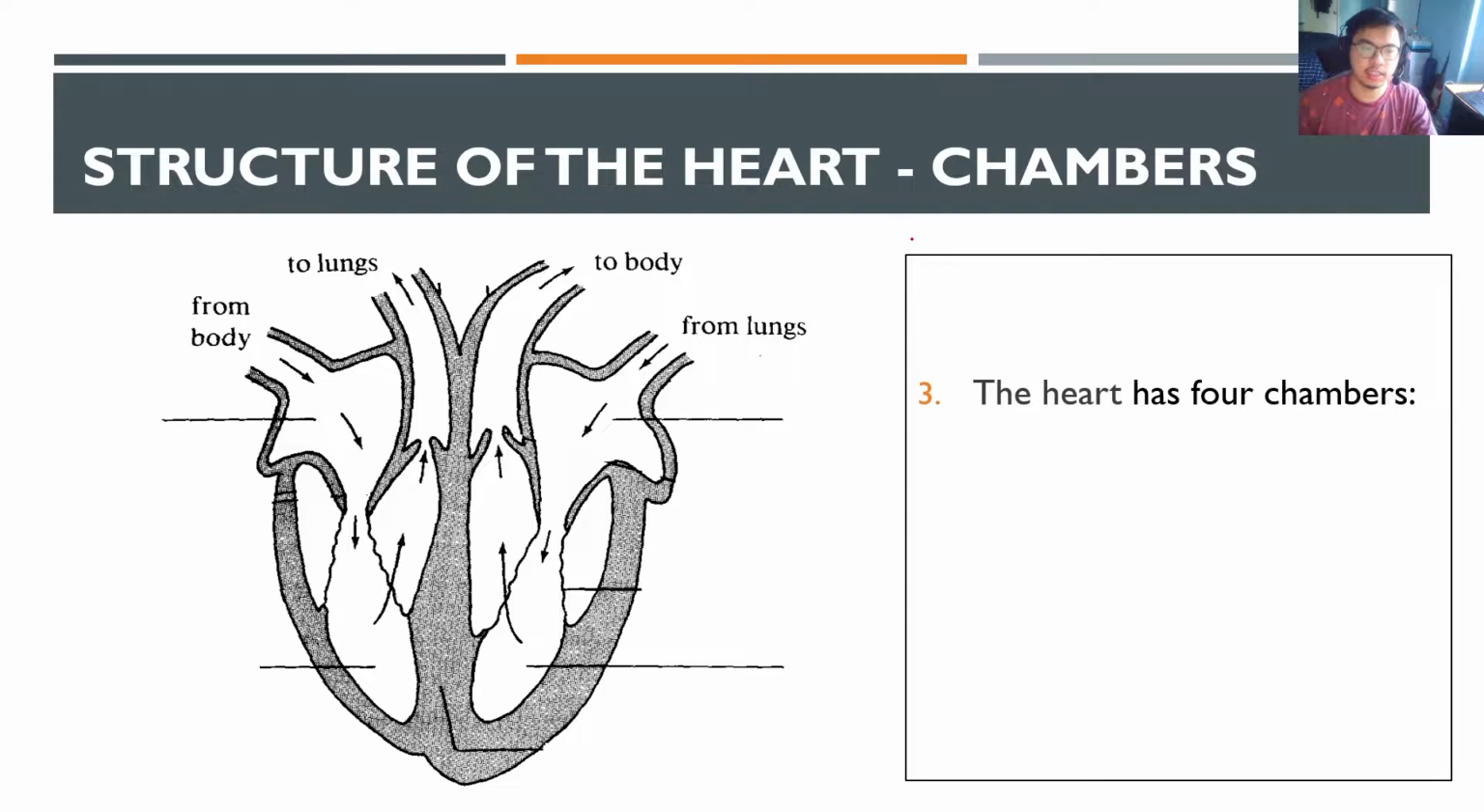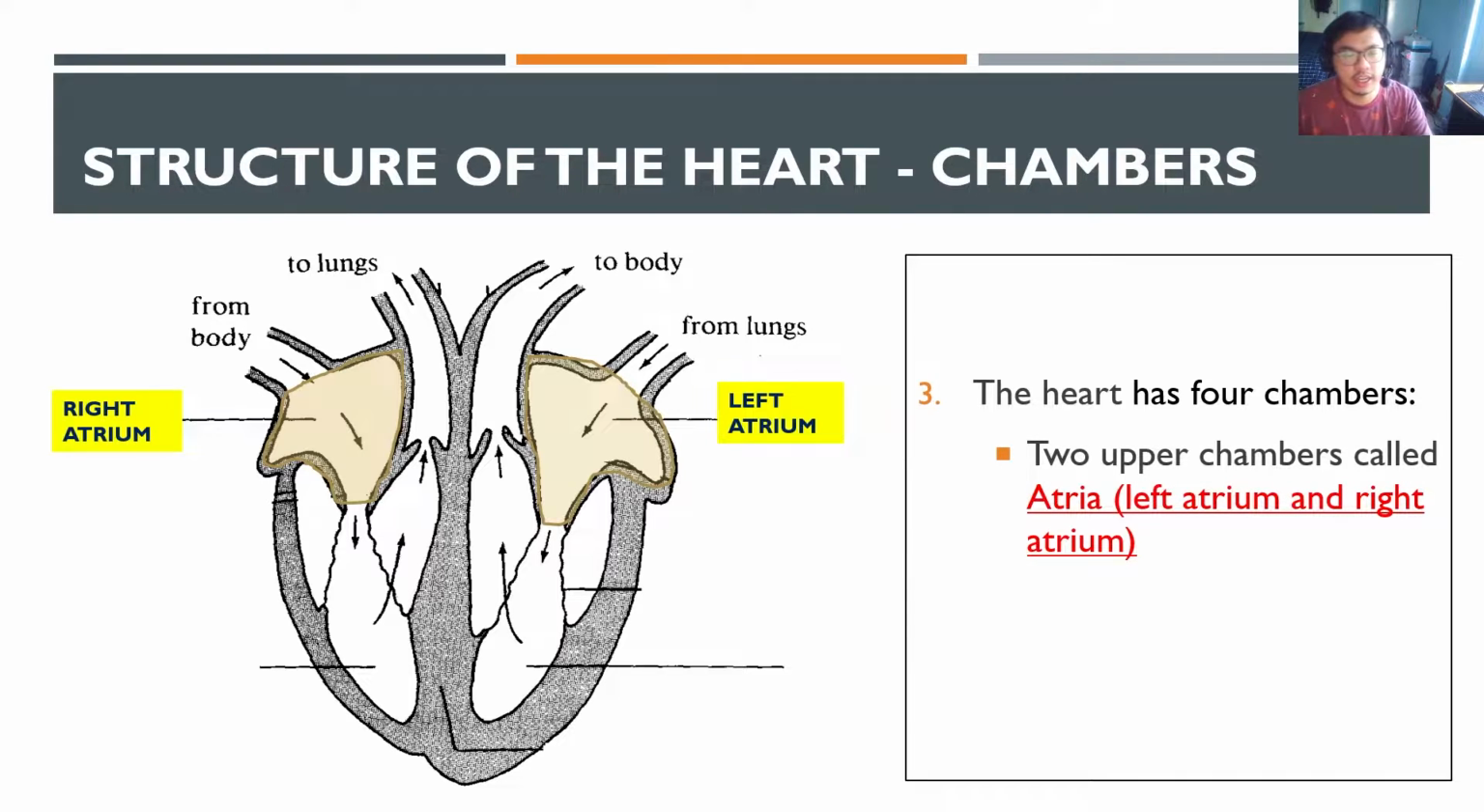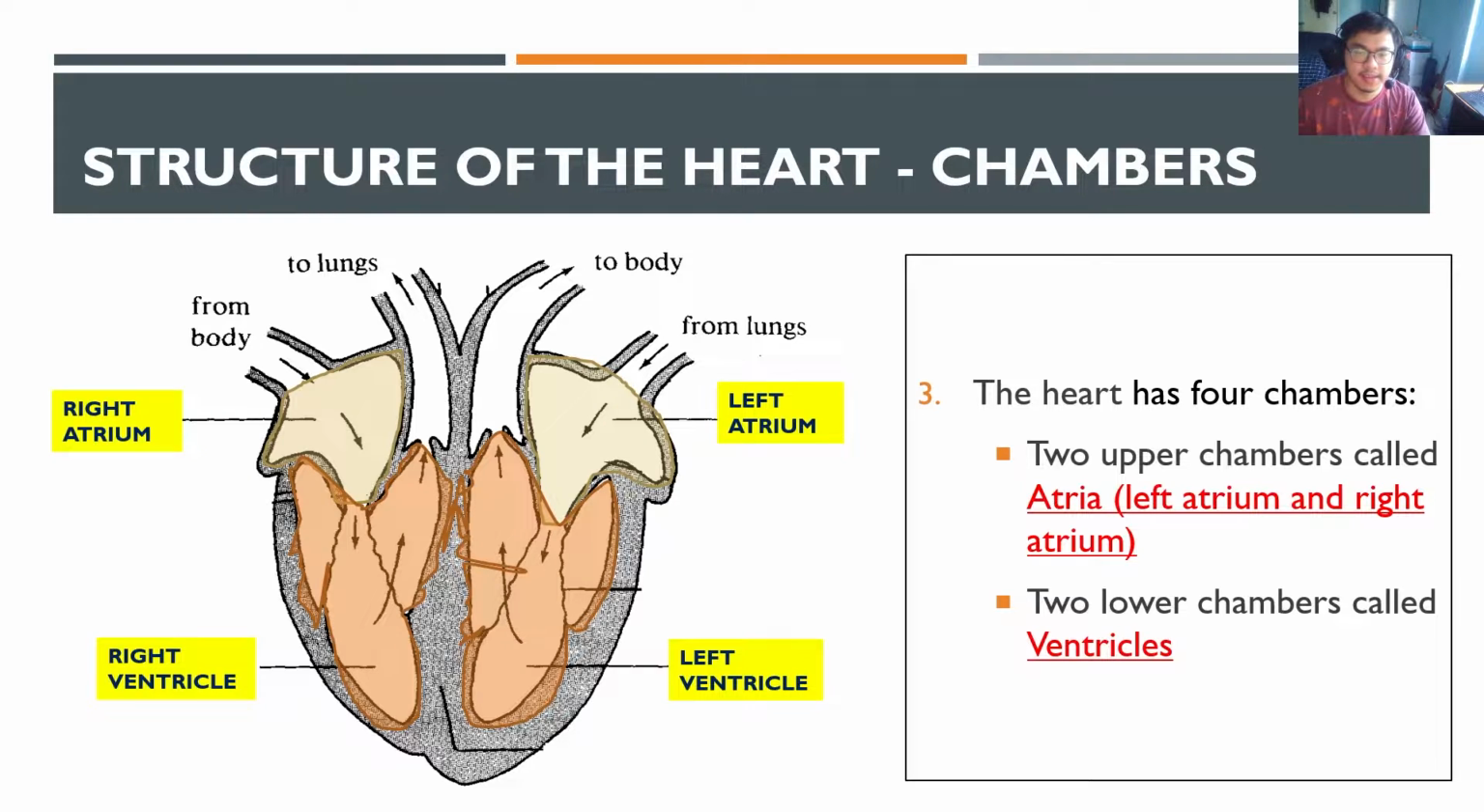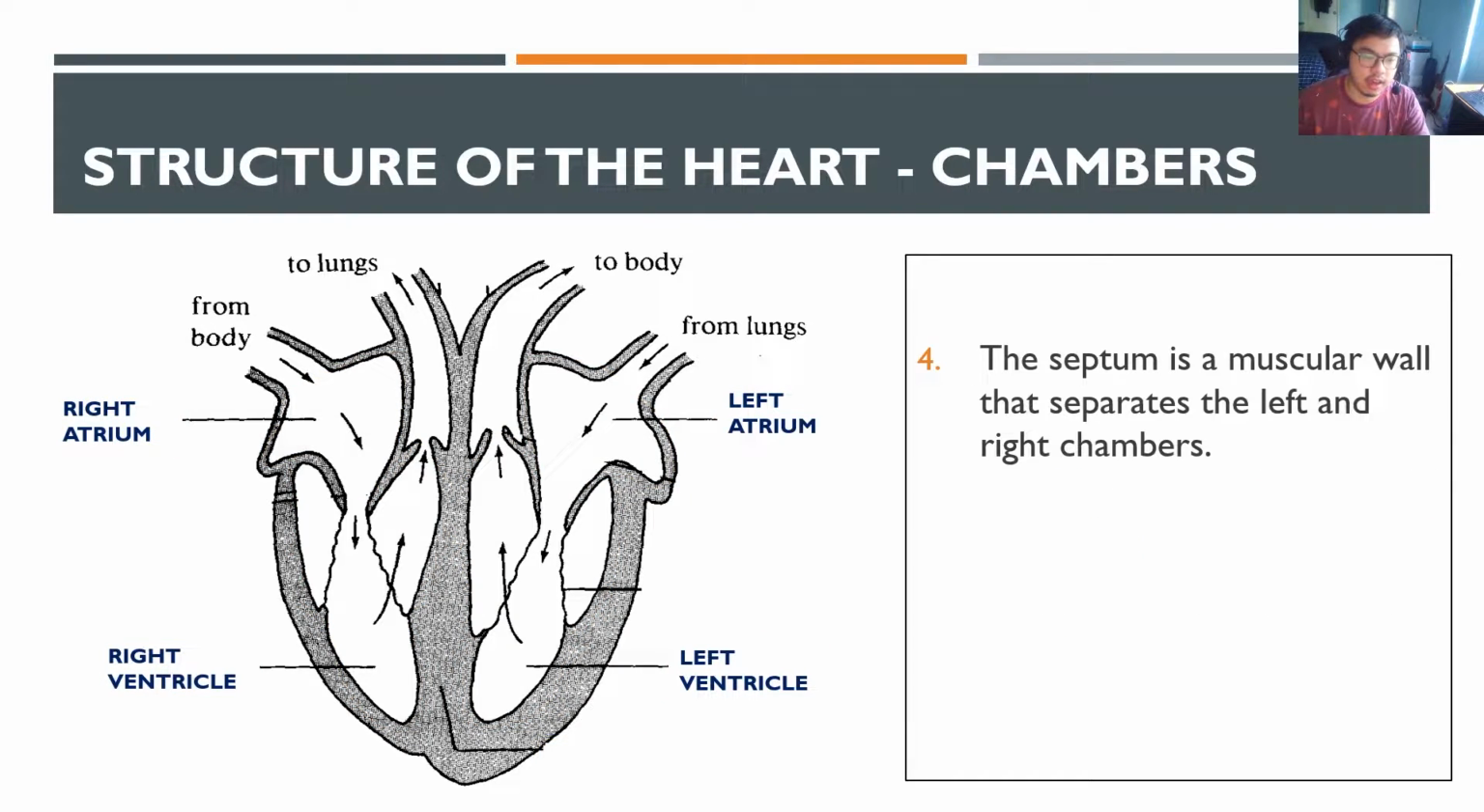The heart has four chambers, or four rooms, or four spaces, if you want to think about it like that. So the heart has two upper chambers, called the left atrium and the right atrium. Together, they are called the atria, not the atriums. Okay, it's the atria. And then there are two lower chambers, called ventricles. So you have the left ventricle and the right ventricle. And then you have something called the septum in the middle.